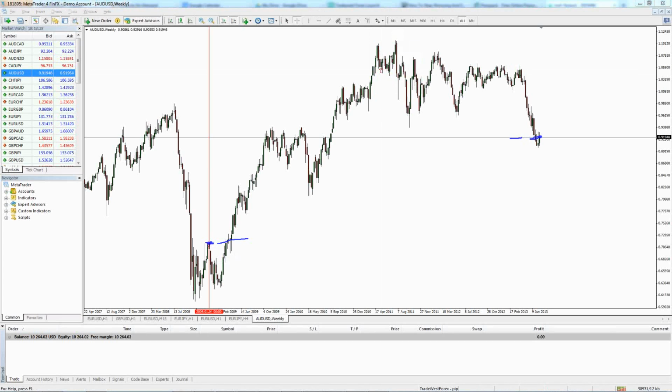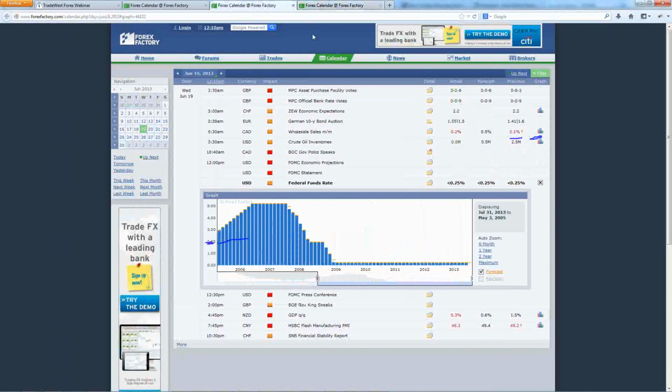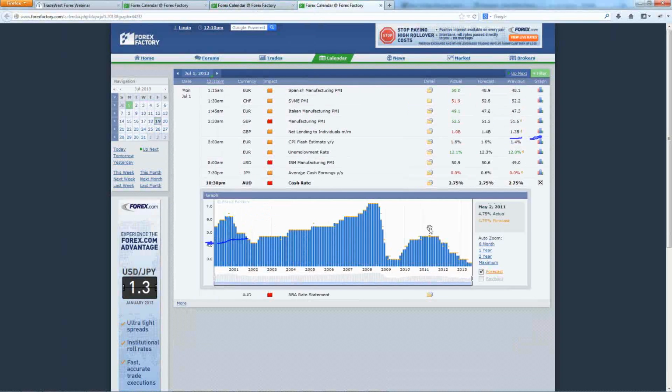Okay, if you did it in 2011, well, that looked like the best time to do it. This is when most people were probably jumping on it. In 2011, it was sitting at 4.75, and we know that the dollar was at a quarter. So you would have had a 4.5% interest rate.